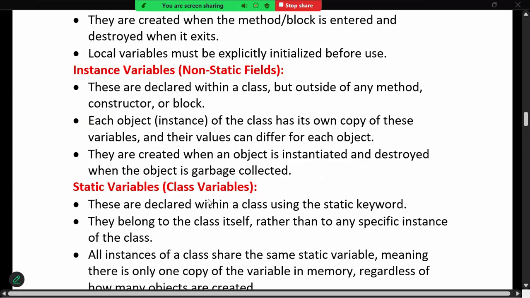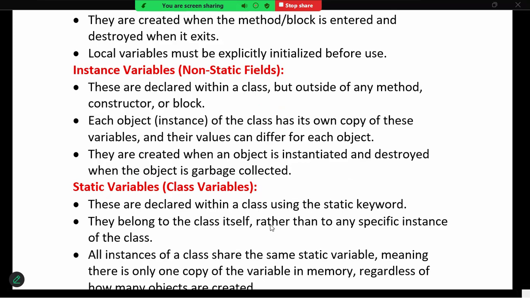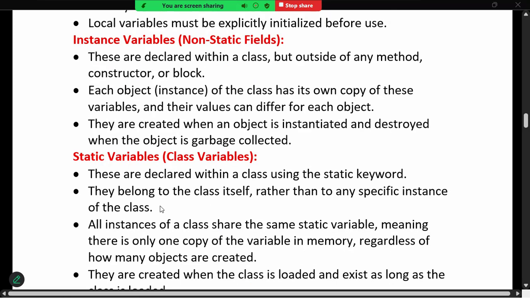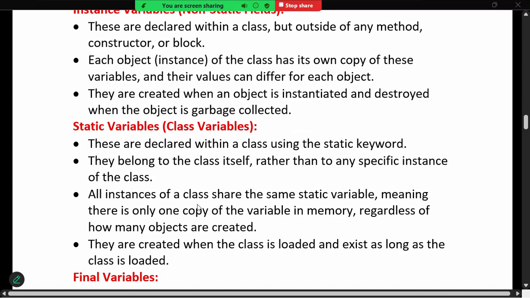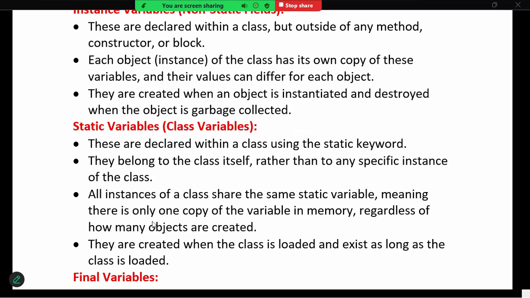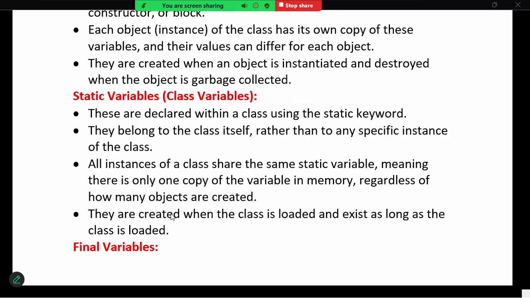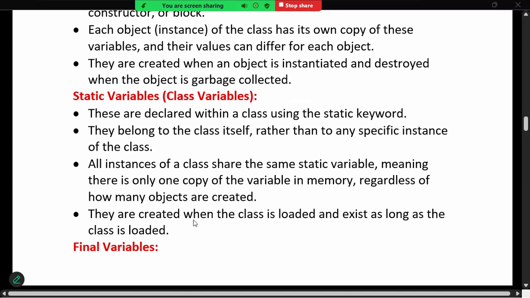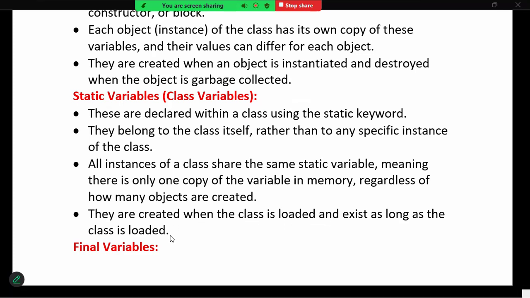Static variables, class variables. These are declared within a class using the static keyword. They belong to the class itself rather than to any specific instance of the class. All instances of a class share the same static variables, meaning there is only one copy of the variable in memory, regardless of how many objects are created. They are created when the class is loaded and exist as long as the class is loaded.